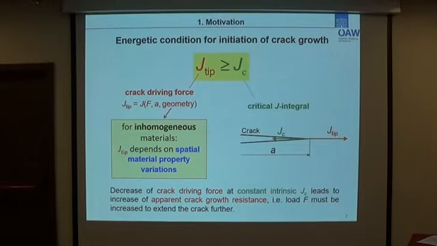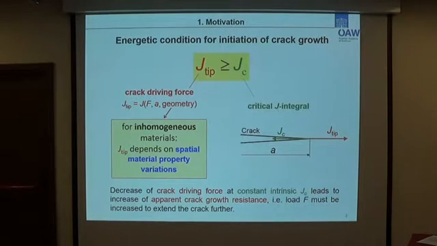For inhomogeneous material, crack driving force depends on spatial material property variations. So now the idea is that a decrease of crack driving force due to spatial material property variations leads to an increase of crack growth resistance, and it means that in such a case we have to apply a higher load in order for the crack to extend further.